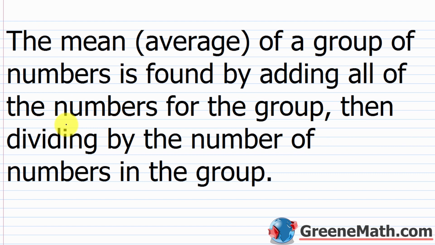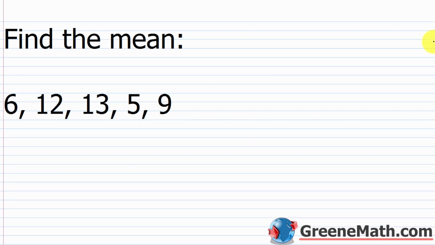Let's start out with one that you're probably already familiar with, even if you've never heard it called the mean. The mean, otherwise known as the average, of a group of numbers is found by adding all of the numbers for the group, then dividing by the number of numbers in the group. So it's very simple to find an average. So find the mean. And again, you could say find the average if you want. Those two words are interchangeable.